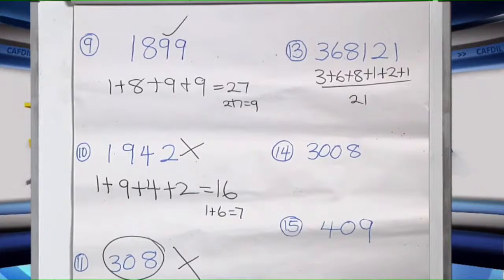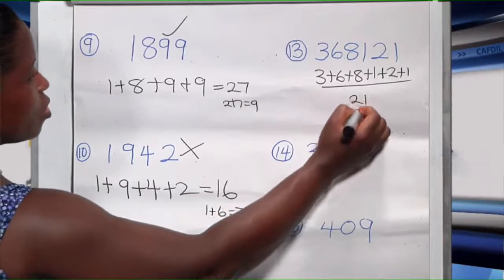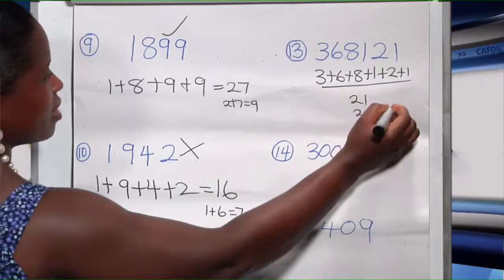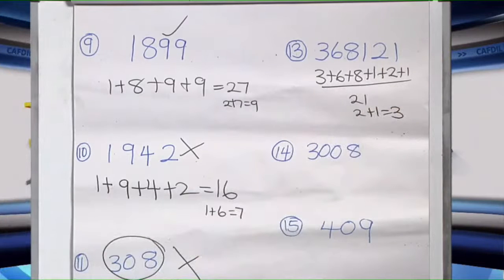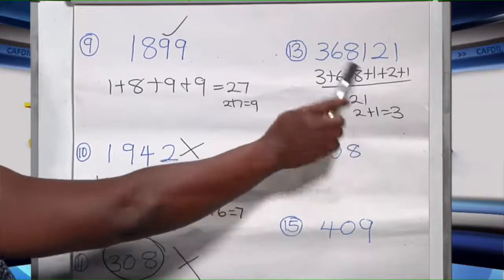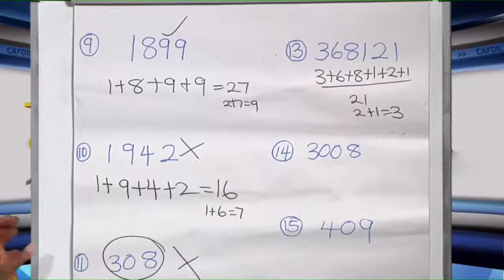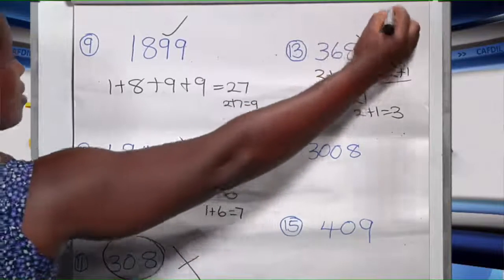And is 21 divisible by 3? Do you want us to add? Okay. 2 plus 1 will give us 3. So therefore, 21. 3 is a multiple of 3. So 368,121 is divisible by 3. So let's mark it.